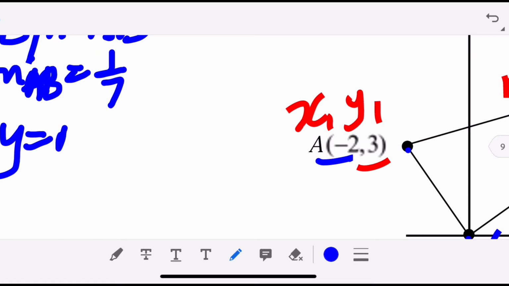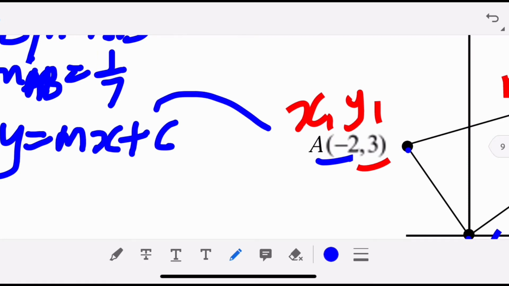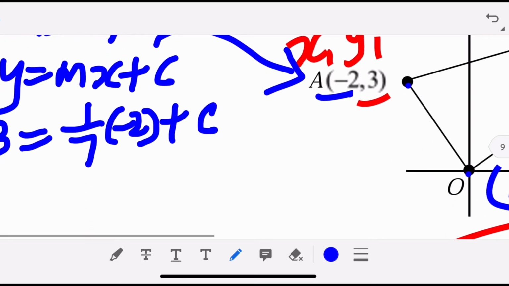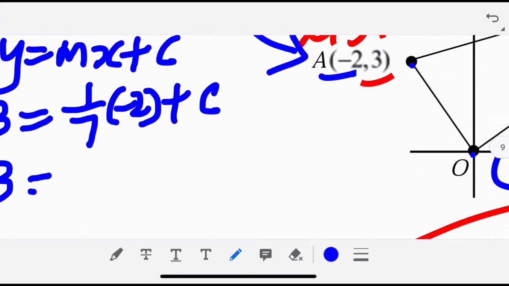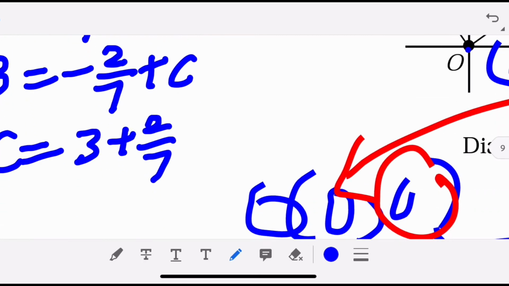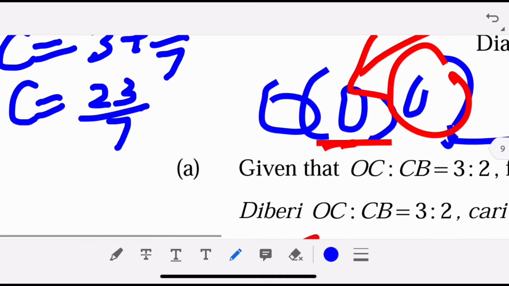In order to find the c, you can use any point, A or B. Make sure the point is on the line. So 3 is my y, gradient 1 over 7, x is negative 2, plus c. Make sure you simplify correctly: negative 2 over 7 plus c. And then c is 3 plus 2 over 7, okay? So you don't go and multiply the 3 times 7, which is wrong.